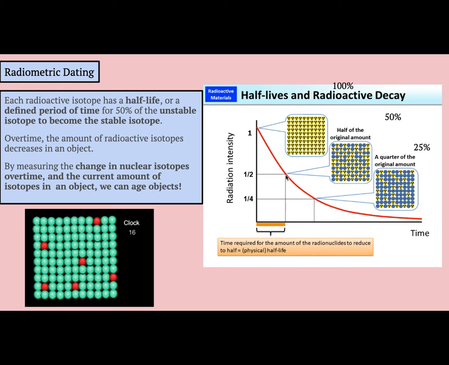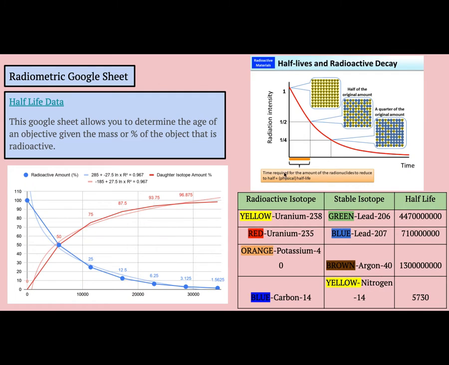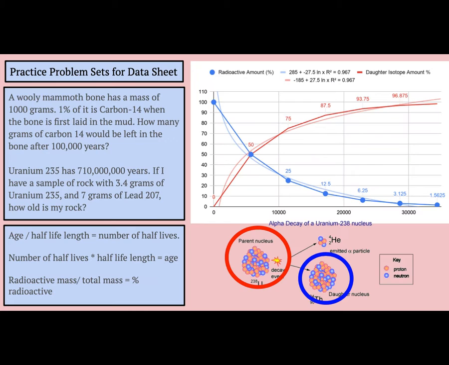It's just that it doesn't fall neatly on a half-life sort of duration, which is why we have this Google Sheet, which allows us to measure different radioactive and stable isotopes with different half-lives to age things with different ages. So we have two problems that I have up on the board just to help you think about how you can finish your practice problems today.